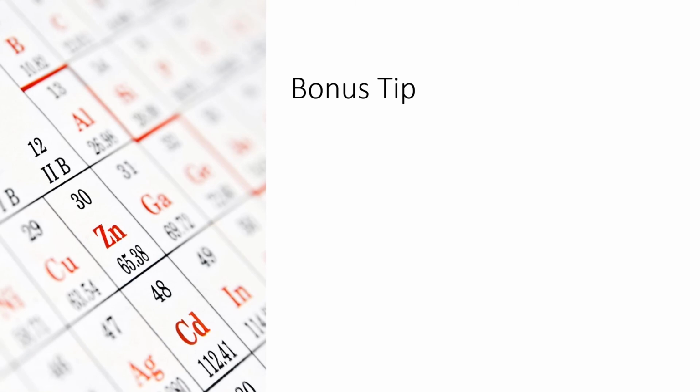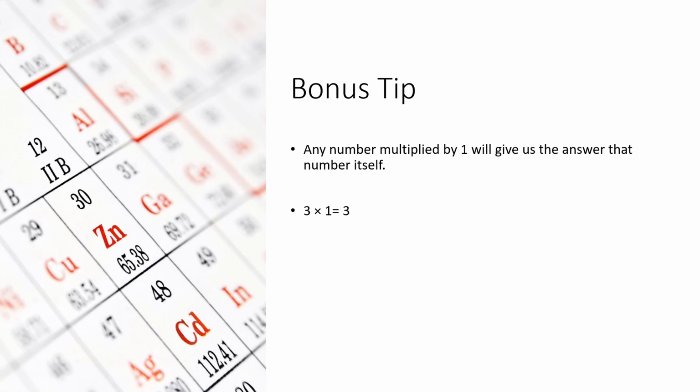The bonus tip for today is that any number multiplied by 1 is equal to that number itself. For example, 3 multiplied by 1 is 3, 100 multiplied by 1 is 100, 1000 multiplied by 1 is 1000, and 99 multiplied by 1 is 99. So this was the bonus tip for today, and we are going to discuss it in the next lecture, like how this concept applies.